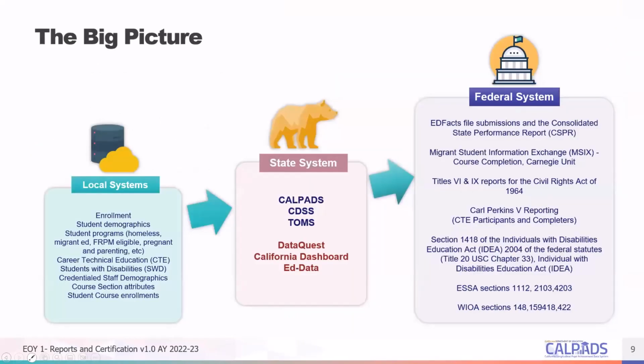Before we move into the finer details of end of year one reporting through the various file types, let's do a quick 10,000-foot overview of the end of year one submission and see the big picture process at play here. Your local student information system stores your day-to-day school data, including information on student enrollments, demographics, CTE, students with disabilities, credentialed staff demographics and courses, and student course enrollments.